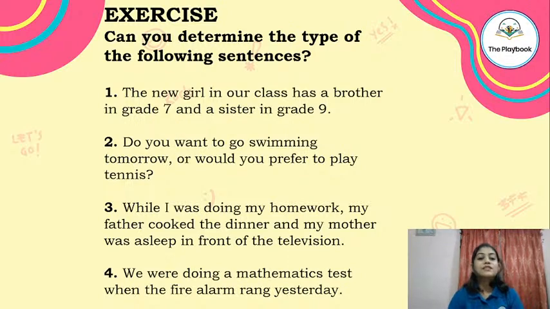So now let's look at the second one. Do you want to go swimming tomorrow, or would you prefer to play tennis? Can I see some answers? Okay, so let's look at the first one. What do you think? Does it make sense independently, or does it require a dependent clause, or does it have 2 or more independent clauses? Can I see some answers in the chat section?